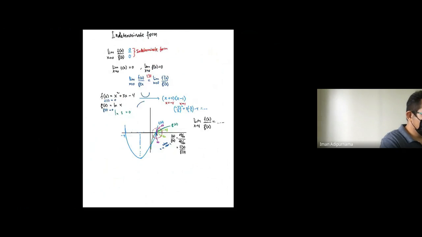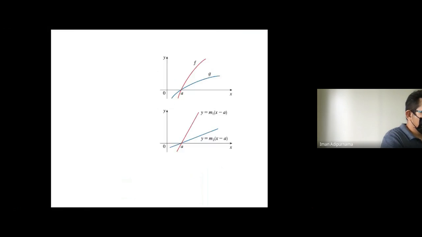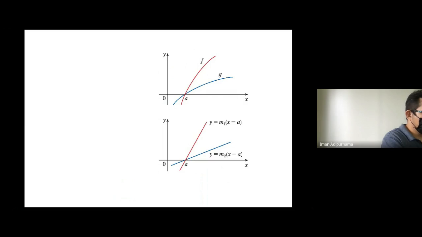Okay, if we want to look in a little more detail, there are two graphs that I already mentioned before. If you look at f and g, just random functions, they have an intersection here. They cross at 0, at x equal a, meaning both f and g will be 0, right?